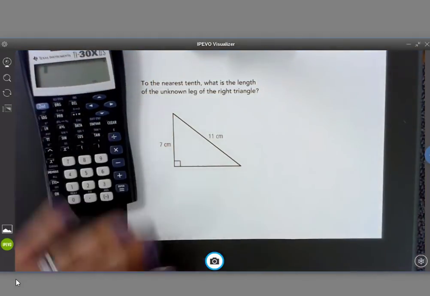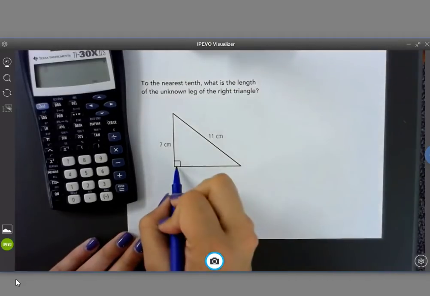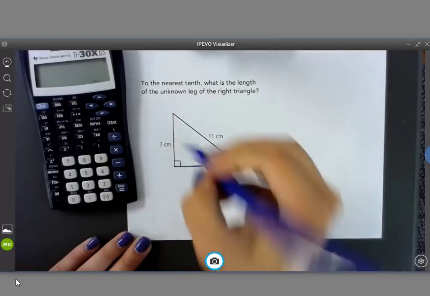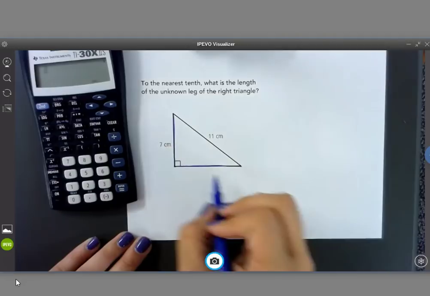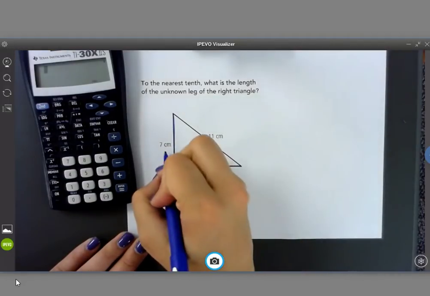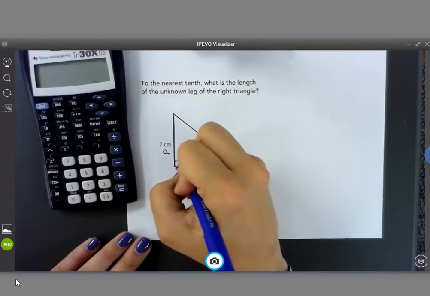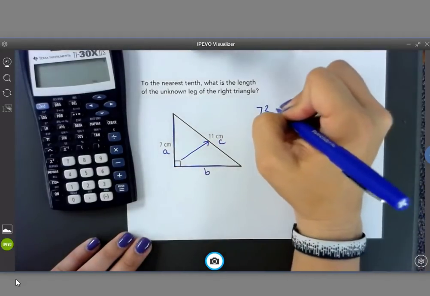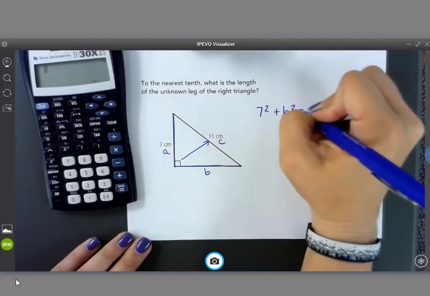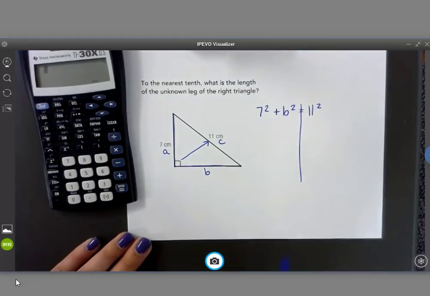All right, one last one. To the nearest tenth, what is the length of the unknown leg of the right triangle? So on this one, these two form the 90-degree angle, so this one has to be a leg. This one is the other leg, so that must make the 11 our hypotenuse. So we plug in what we know into our formula and solve for our unknown.